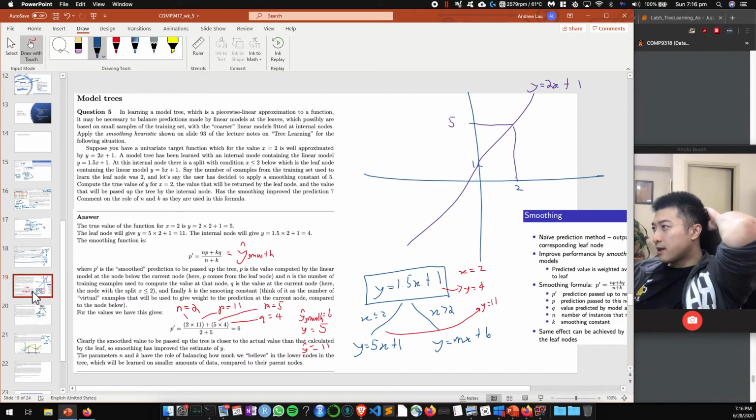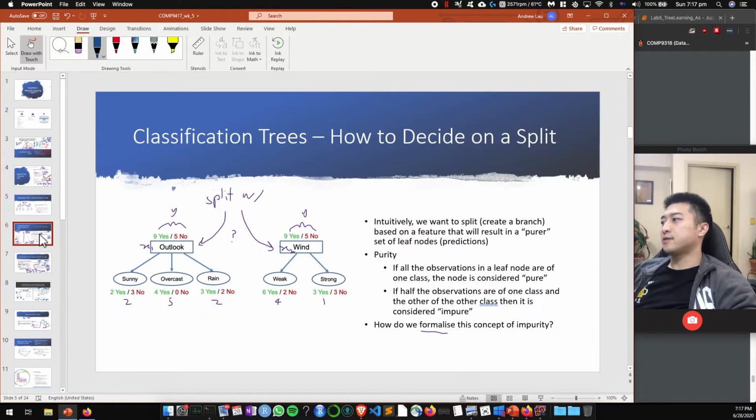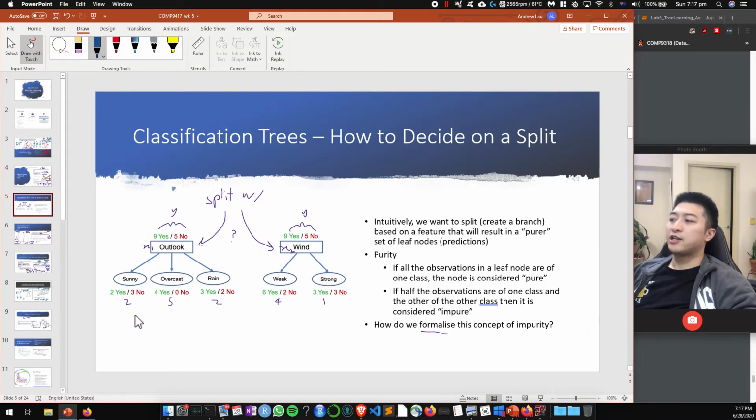Next question. So model tree. In learning a model tree, okay, so what is a model tree? I want you to think of it as a decision tree, right? But instead of your prediction being the majority class, your prediction in your model tree becomes another model. So it could be a linear regression model here as a prediction at the leaf node instead of just the majority class.